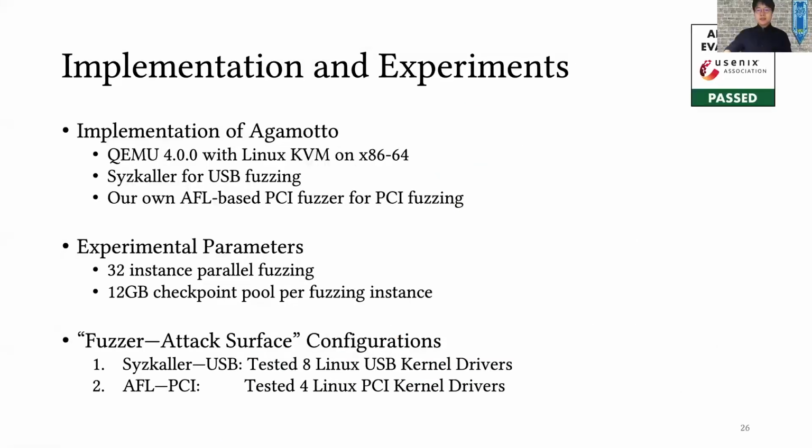We implemented the presented ideas in a system called Agamotto, based on a recent version of QEMU and Linux KVM. For evaluation, we used Syzkaller for USB fuzzing and our own PCI fuzzer for PCI fuzzing. We ran 32 parallel fuzzing instances and used 12 gigabytes of checkpoint pool per instance. We tested 8 USB drivers and 4 PCI drivers in Linux.